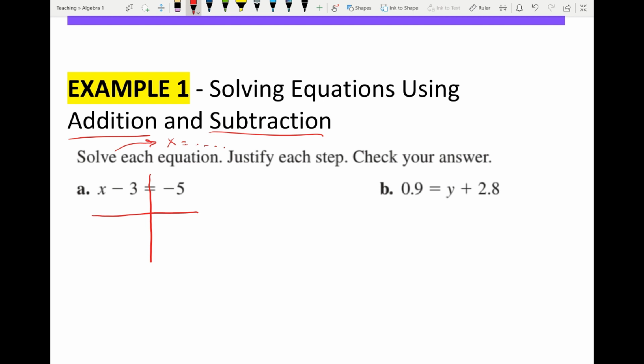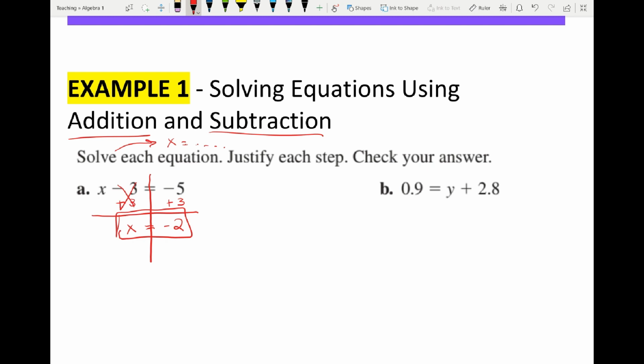Okay, so right now I want to get rid of this. This is really a negative 3 there. So in order to get rid of that negative 3, I have to add 3 to both sides. If I add 3 to both sides, negative 3 and positive 3 becomes 0. And I have x equals negative 2. So I have the format I wanted. I have x equals negative 2. So that would be my solution.